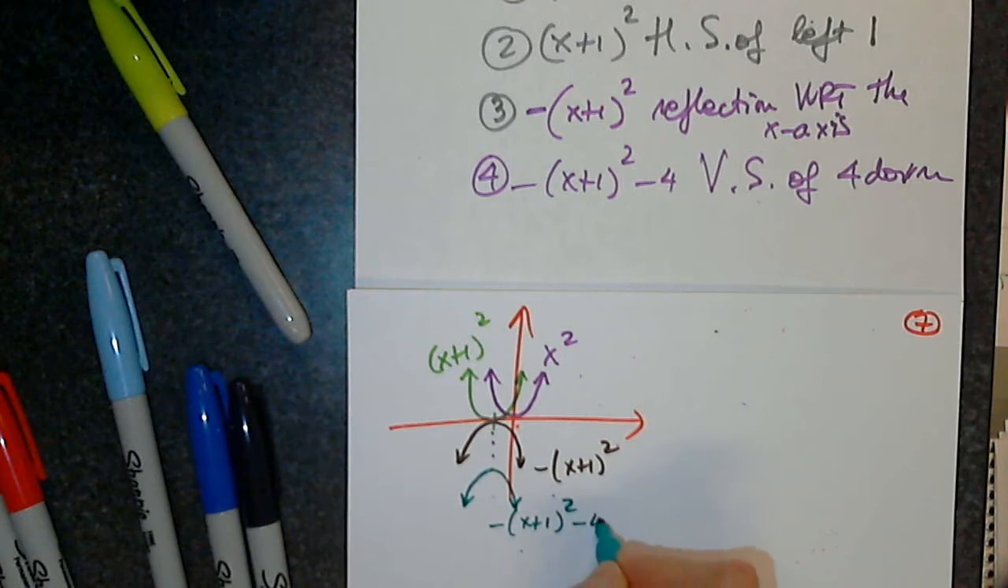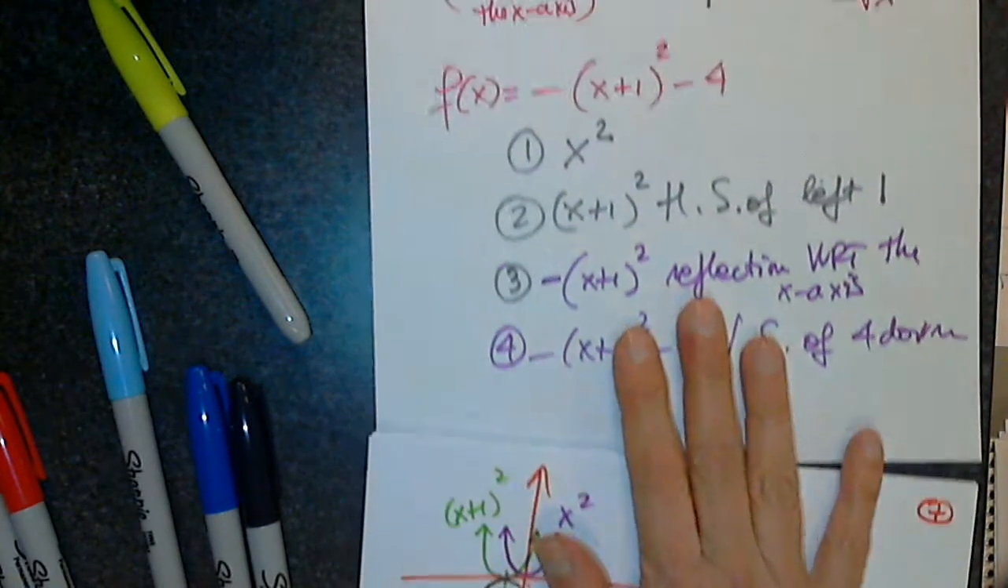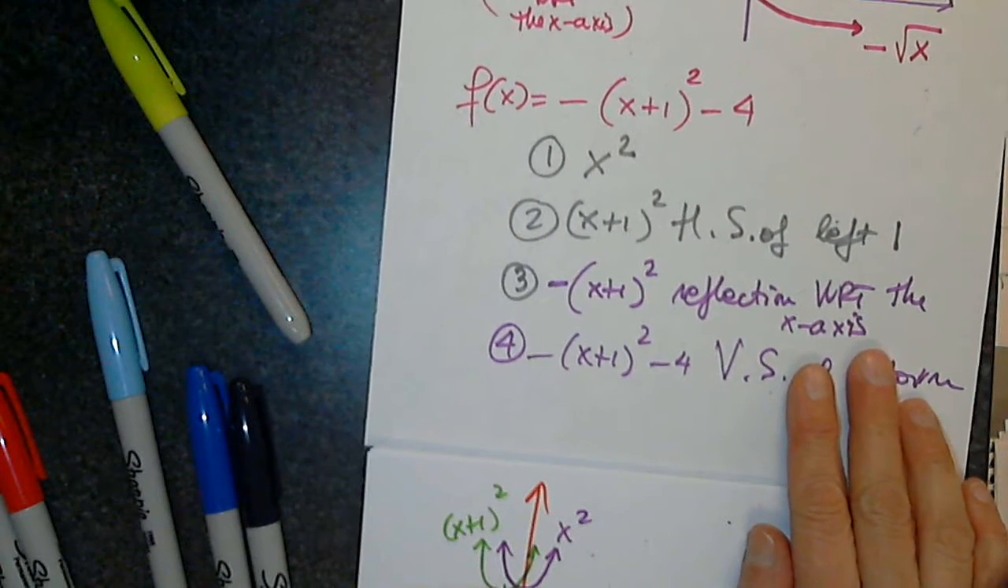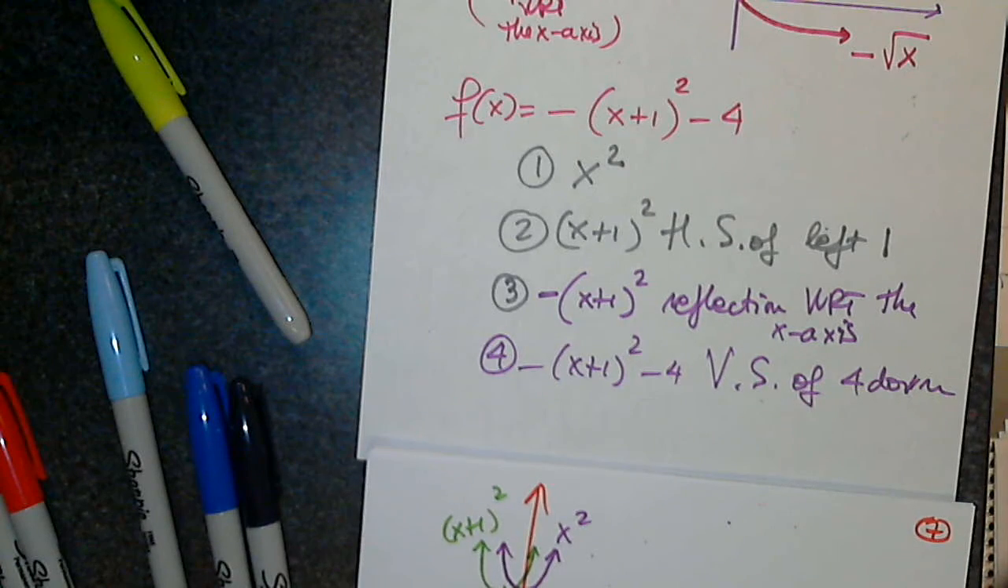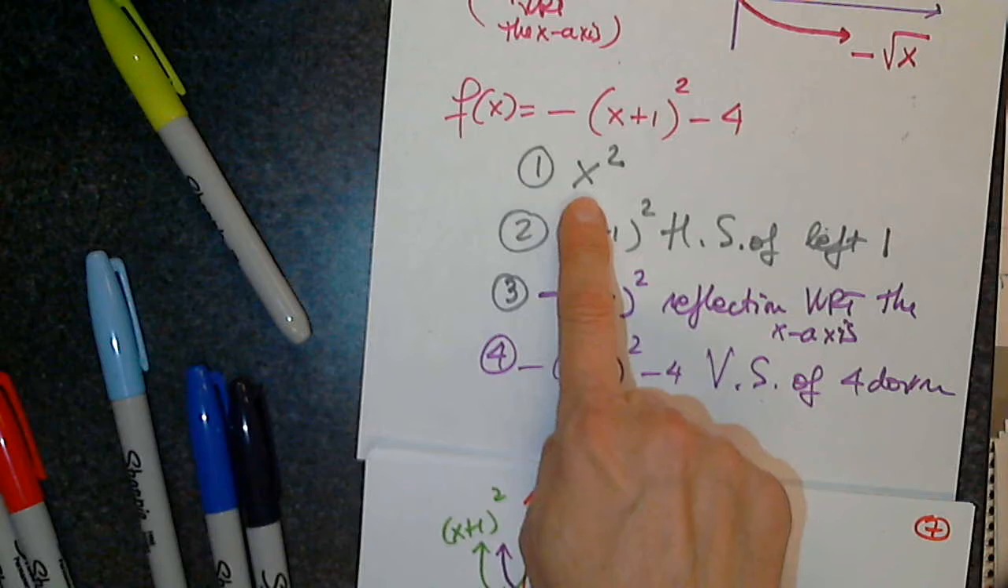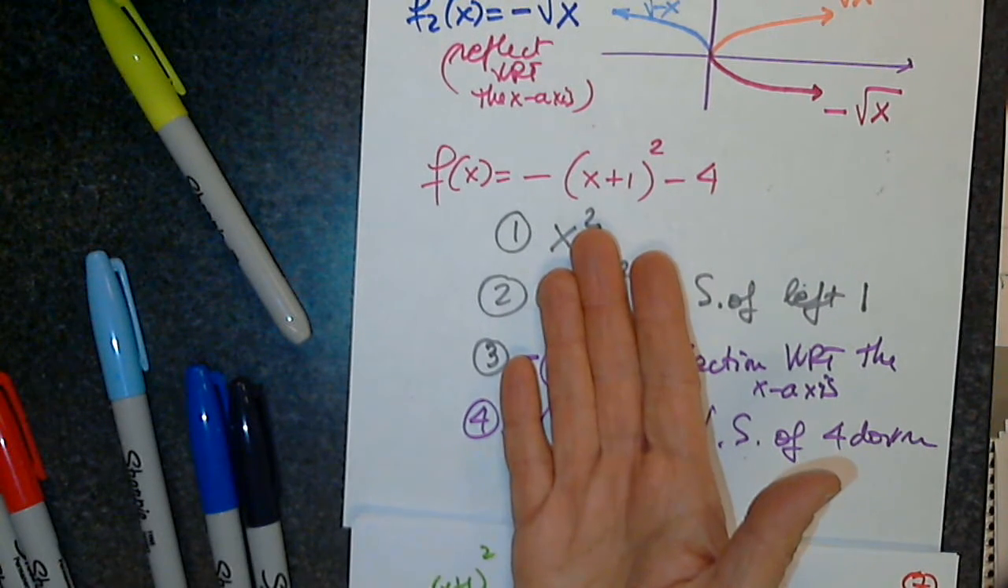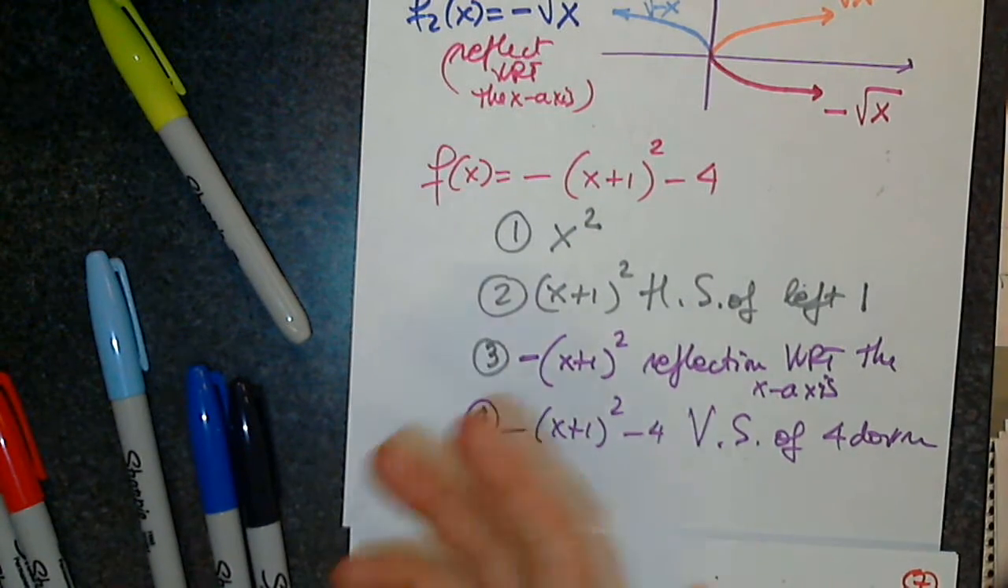X squared. Sorry. This one is the base function that we started with. That equation, I'm still not understanding how you got x squared. This one? Yes. Because I don't see the square root. I don't see 1 over x. I don't see the absolute value. I don't see the cube root. Okay. I see something squared.